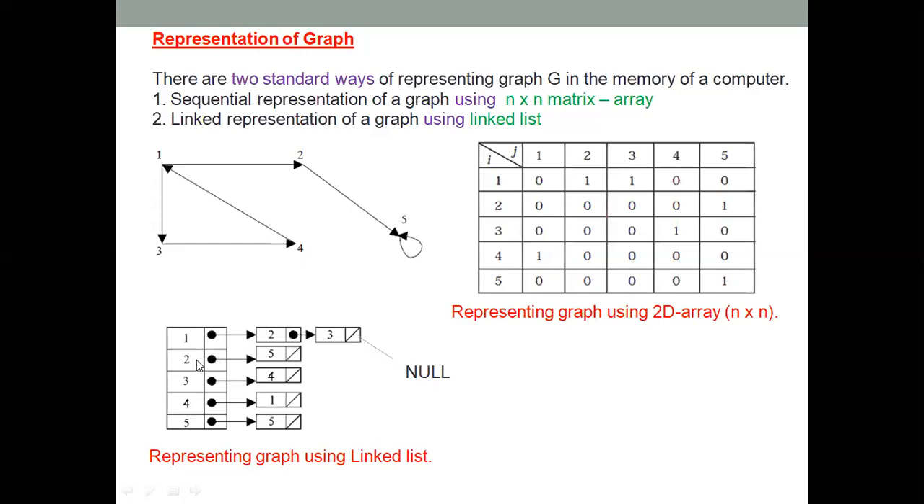Okay, how about the 2? Look at the 2. 2 is only pointing to 5. And then stop. Finish. Okay, how about the 3? 3 is only pointing to 4. And then after that, null means they stop. How about the 4? 4 is only pointing to 1. Okay, so 4 to 1 here. And then stop. How about the 5? 5 is pointing to itself. So this is 5 is pointing to 5. And then stop. Okay, so finish.